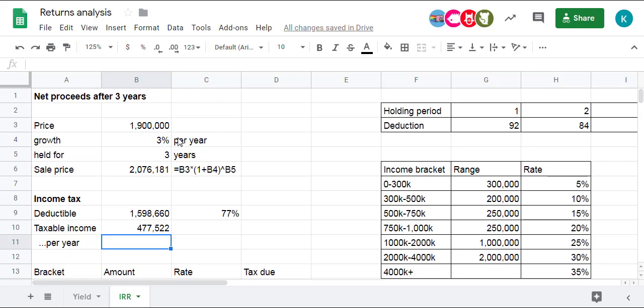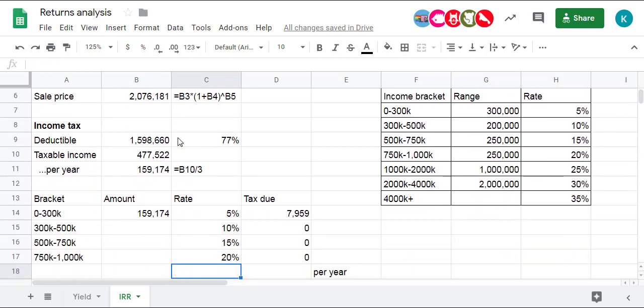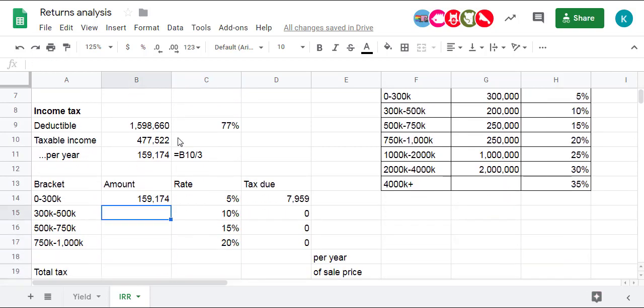Remember, this was a 3 year holding period. Taxation typically is talked about in terms of annual income, right? So we have to analyze this income by dividing it by our holding period. We held this for 3 years, so divided by 3. This is a per year taxable income. Now we can use this number to compare with the lookup table to see what bracket we end up in and how much tax we have to pay. Well, the first bracket is 300,000 baht, and our taxable income per year is only 160,000 baht. So we end up in the first bracket. What we pay is 5%, so the tax due is going to be about 8,000 baht.